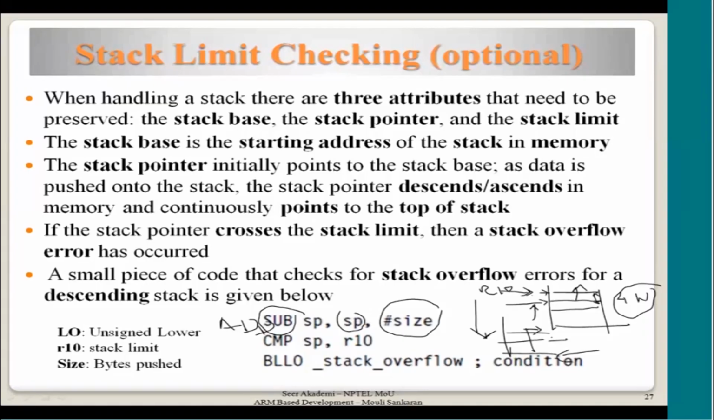So you take the current stack pointer, and if some size is subtracted from this, does it cross the limit or not? That is what is checked here against R10, which is pointing at the last location, the lowest address, beyond which the stack should not grow below. If it is lower than this, it's a stack overflow, so an exception is handled. This is the way a special piece of code can be put in to check the limit.